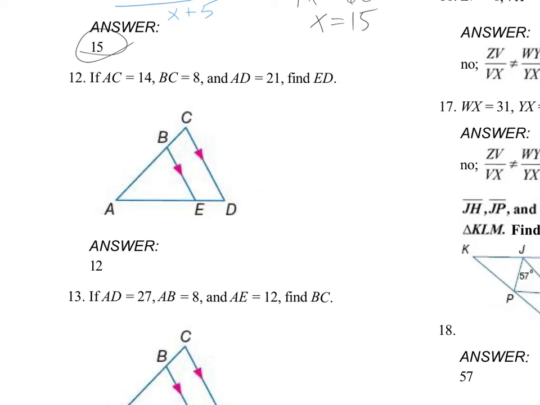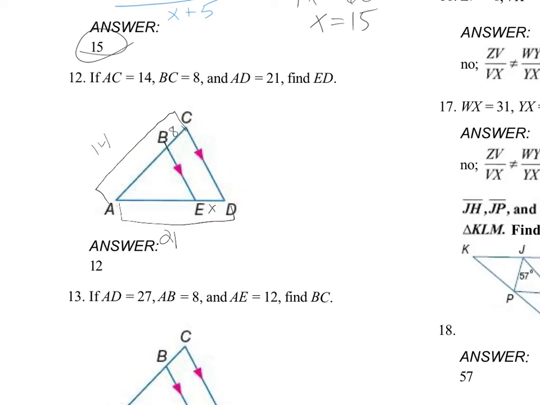All right, so let's mark off the given information here. So this time from here all the way to here is 14. B from here to here is 8. All the way from here to here is 21. And we are looking for this part in here.